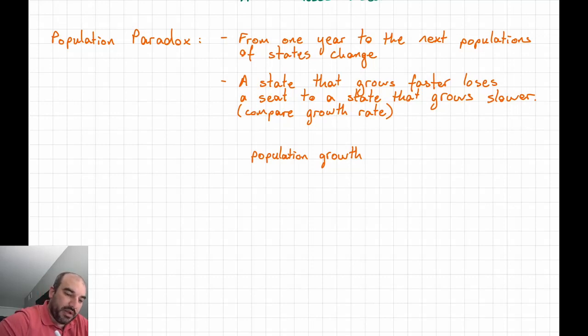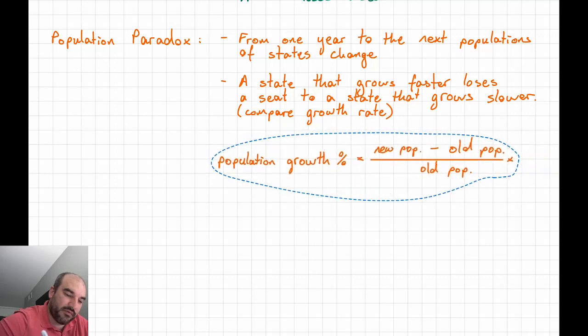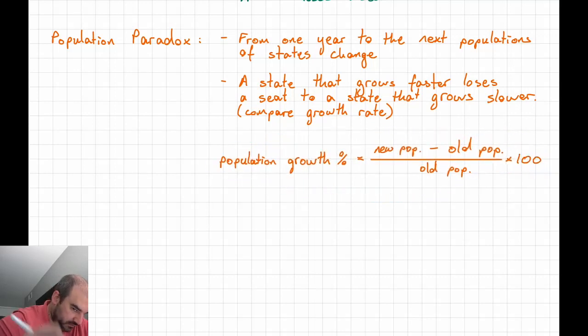Okay, good. Population growth percentage we can compute by doing a calculation here as a fraction. We could do new population minus old population, and then divide by the old population. And finally get that result and multiply it by 100 to put it into percent form. Because when you do that division, you'll get a decimal number, which is the growth rate. But if you want it in percent form, you have to multiply it by 100.